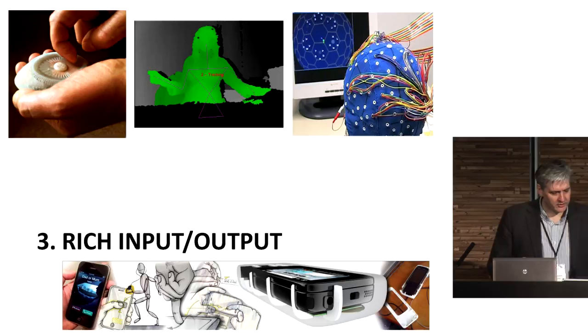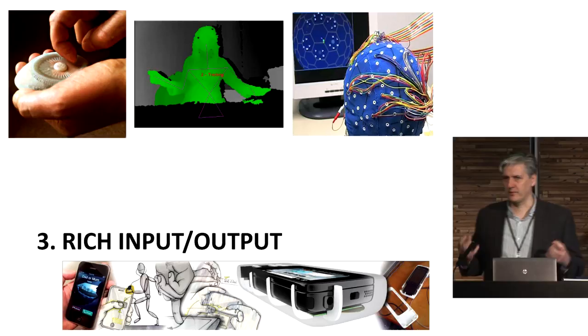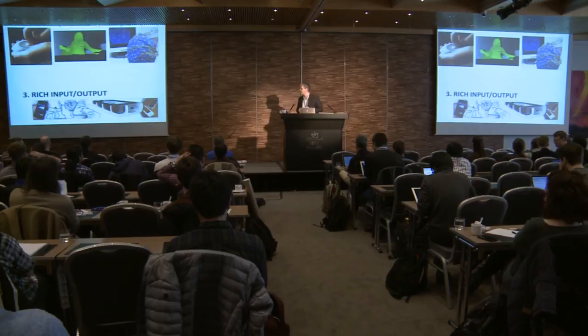Okay, so let's start talking about some of the examples of things that we've been working on in the past. And one of the major areas for the use of machine learning is dealing with rich inputs. So you've got complicated inputs where a simple threshold like pushing a button isn't enough.